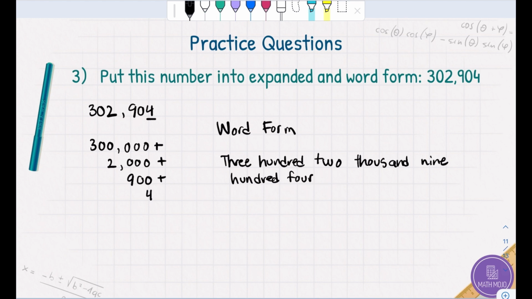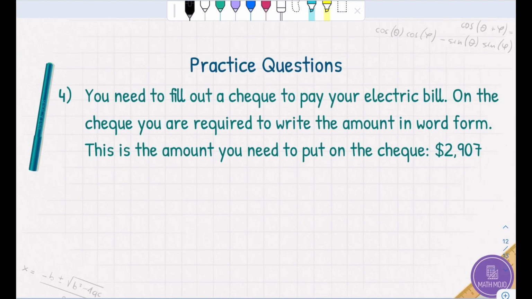Make sure to try a bunch of different numbers for practice and just keep practicing our different forms. Moving on, this is our final question for practice. You may get questions like this where they are word problems and you need to read the question to figure out what it's asking you.